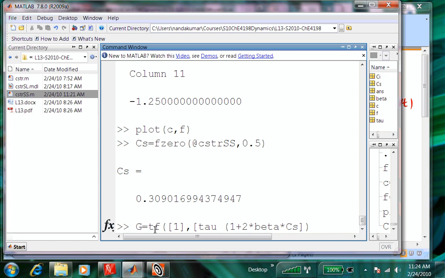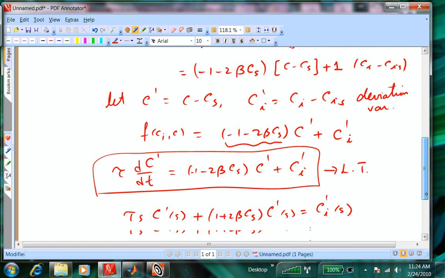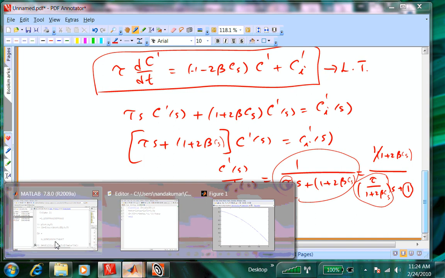So what am I doing here? You have to recall what is the form of the transfer function. I'm doing it in this form. The numerator has a constant, so the numerator coefficient should be 1. And the denominator, I have two coefficients. It's a linear term, so tau is 1. The other one is 1 plus 2 beta cf. Okay? So both the numbers I should enter in the transfer function definition.